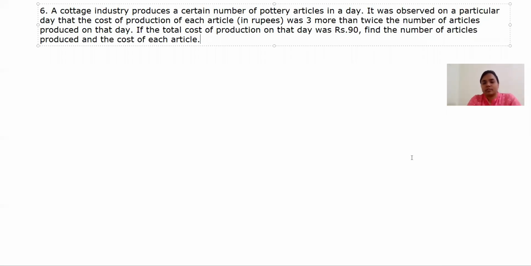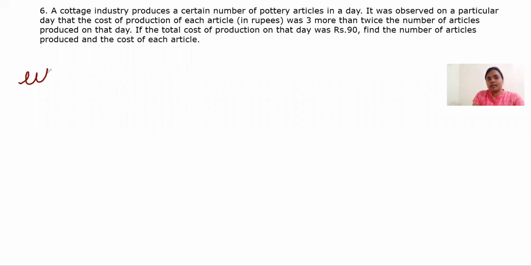Let's move to the 6th question. It is similar to the second question of second main. A cottage industry produces a certain number of pottery articles in a day. It was observed on a particular day that the cost of production of each article was 3 more than twice the number of articles produced on that day. If the total cost of production on that day was rupees 90, find the number of articles produced and the cost of each article. So it's just the same question.